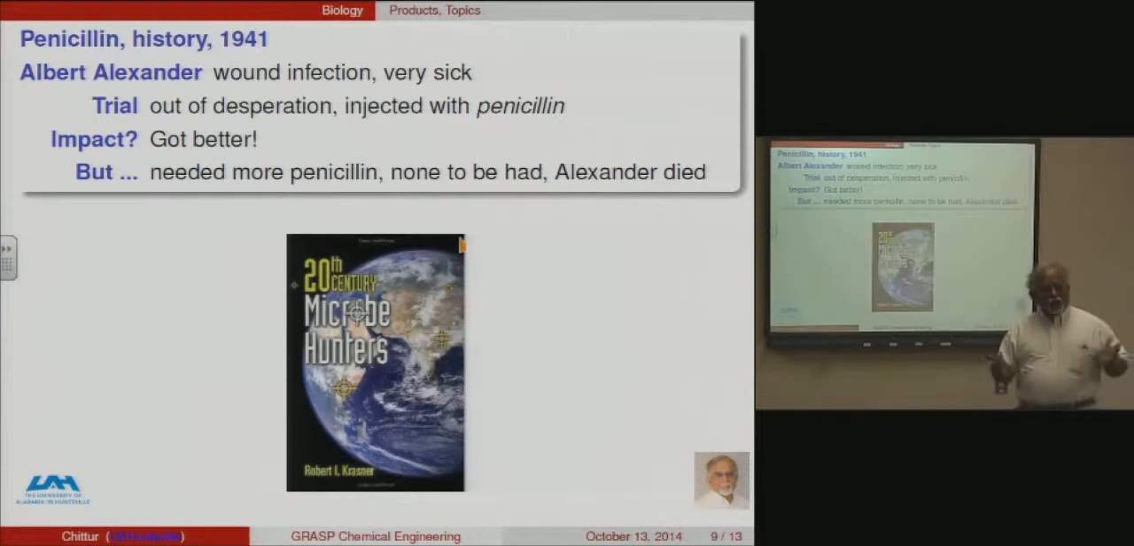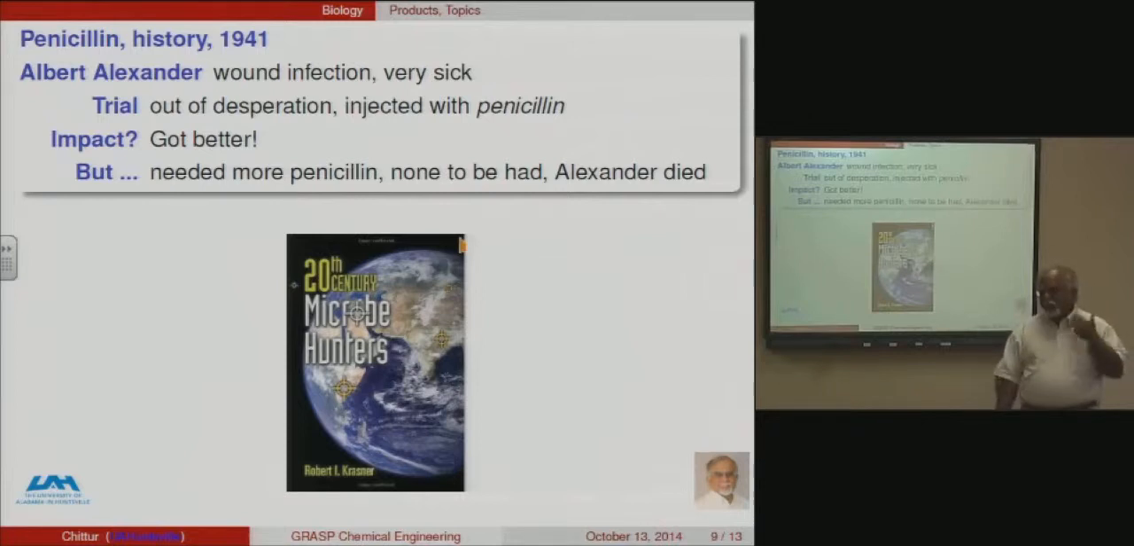You might think, okay, well, can we use it right away? And if you look at the date, this is 1941, and some of the history I got is from this book, Microbe Hunters. 13 years later is when the first experiment was actually done on a human who was very sick with infection.